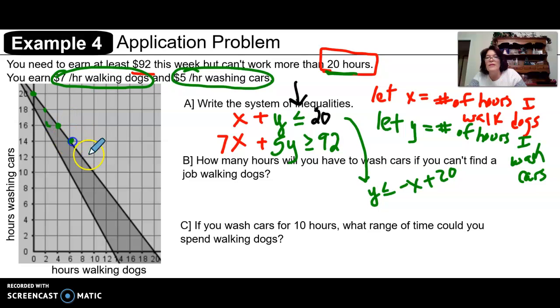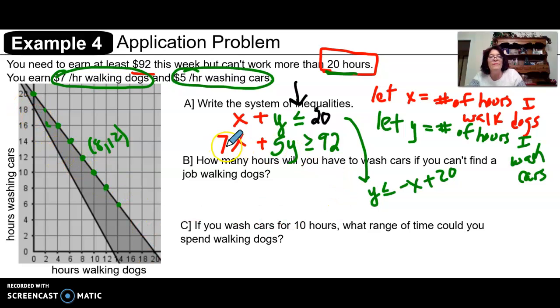And think about it, all the points on this line add up to 20. What's that? 12 and 8. This point is 8, 12. That means I work 8 hours walking dogs, 12 hours washing cars. And that would add up to 20 exactly. I'm sorry, that adds up to 20, and I have to be less than or equal to that. So I shaded everything under there.